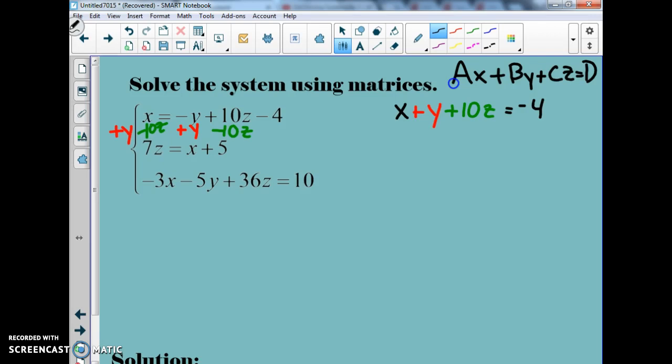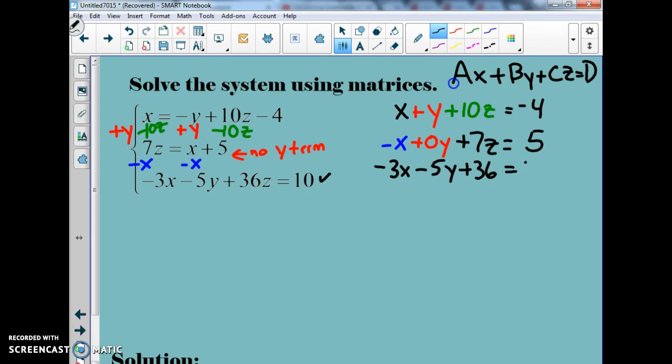My second equation, I will subtract x from both sides, and I will have negative x plus 0y. I have no y term in this equation, so it's 0y. My 7z was already over on the other side of the equation, plus 7z is equal to 5. On my third equation, everything is all set. So I'm just going to write it down as negative 3x minus 5y plus 36z is equal to 10.